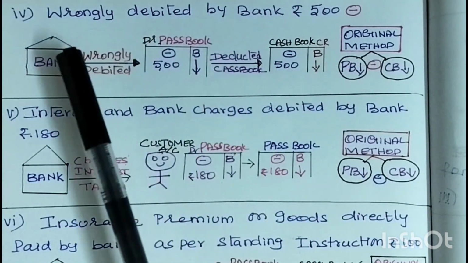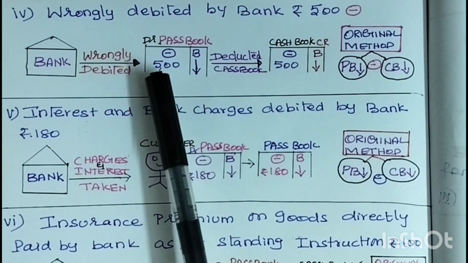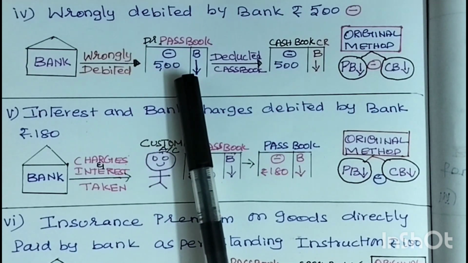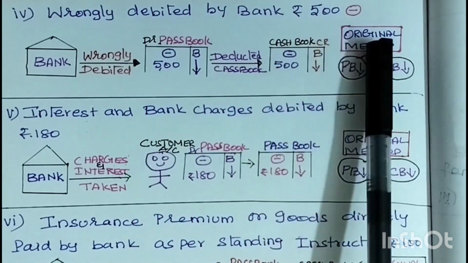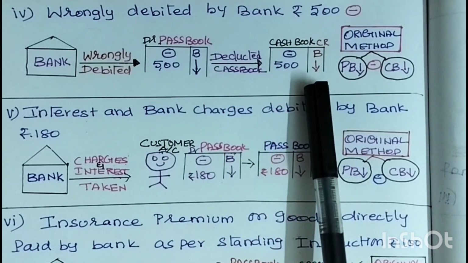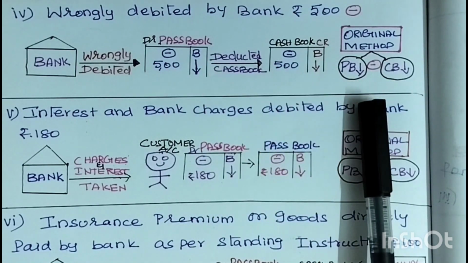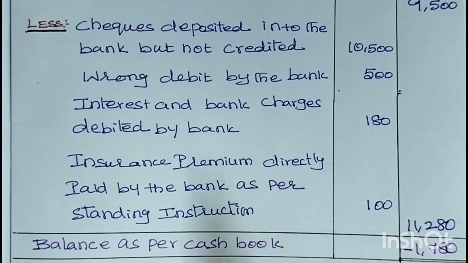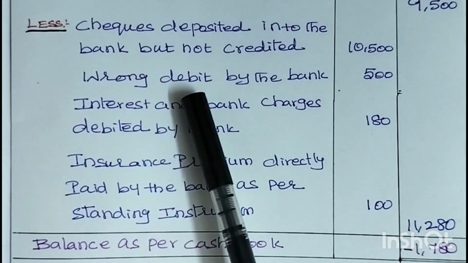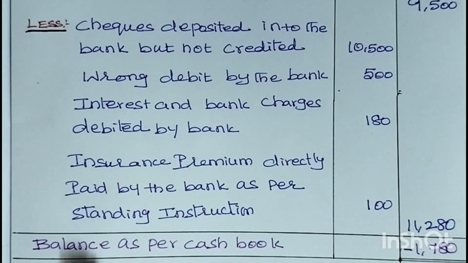The bank wrongly debited 500 rupees, that means in your passbook 500 rupees decreased. Cash book also, as per the original method, will be decreased. Okay. So this transaction will be subtracted. In the subtracted column, you have to write wrong debit by the bank, 500 rupees is entered.